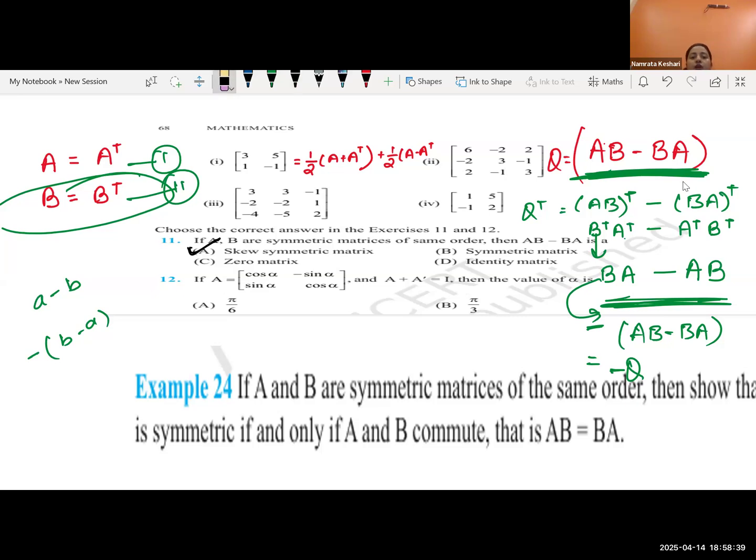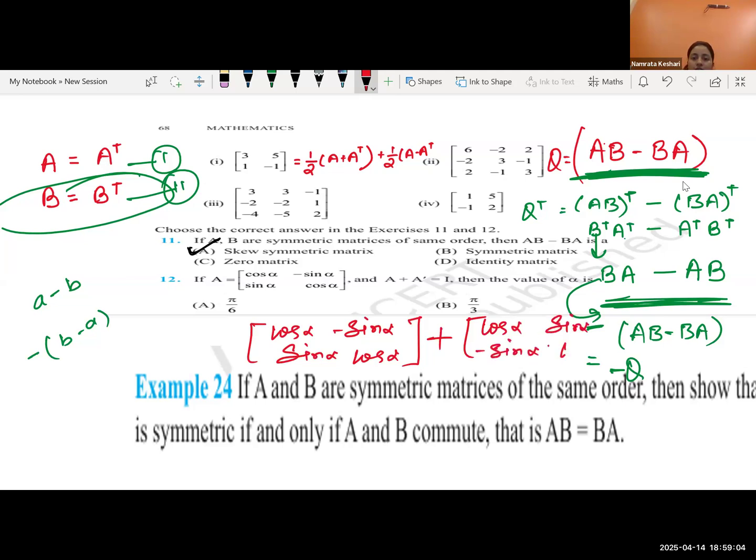Okay, the last one over here. If A is given over here and A plus A transpose is equal to I, then find the value of alpha. A plus A transpose is I. Our A is cos alpha, minus sine alpha, sine alpha, cos alpha, and A transpose is the same with the off-diagonal signs swapped: cos alpha, sine alpha, minus sine alpha, cos alpha, right? If we add these two, what are we going to get?